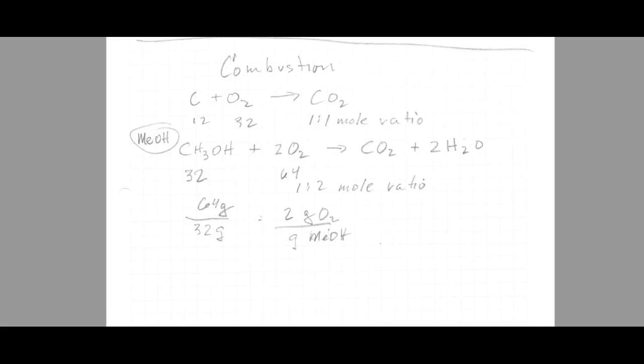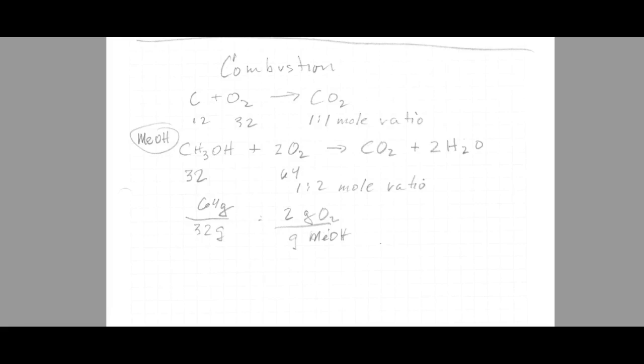So a brief comment about combustion. Combustion is oxidation, and this will be a factor that is more prevalent in the wastewater side of things. So the simplest organic combustion is carbon plus oxygen to CO2. Carbon weighs 12, oxygen mole is 32, and you have a 1 to 1 mole ratio.